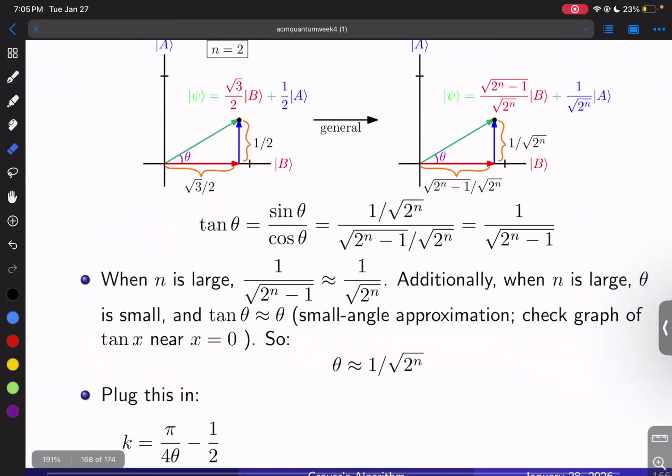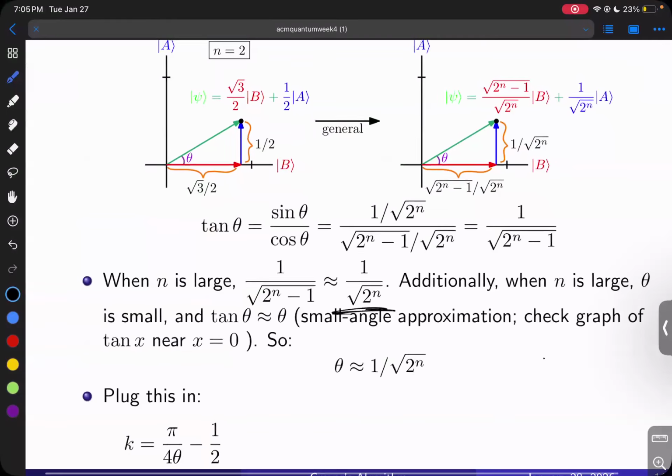Okay, now we make an approximation. N will usually be pretty large for these Grover problems, so not n equals 2. That was just a very simplified case. So we can kind of ignore that -1 factor and just say it's 1 over root 2 to the n, which is tangent theta. And also when n is large and theta is small, then tangent theta is approximately theta, which we call the small angle approximation.